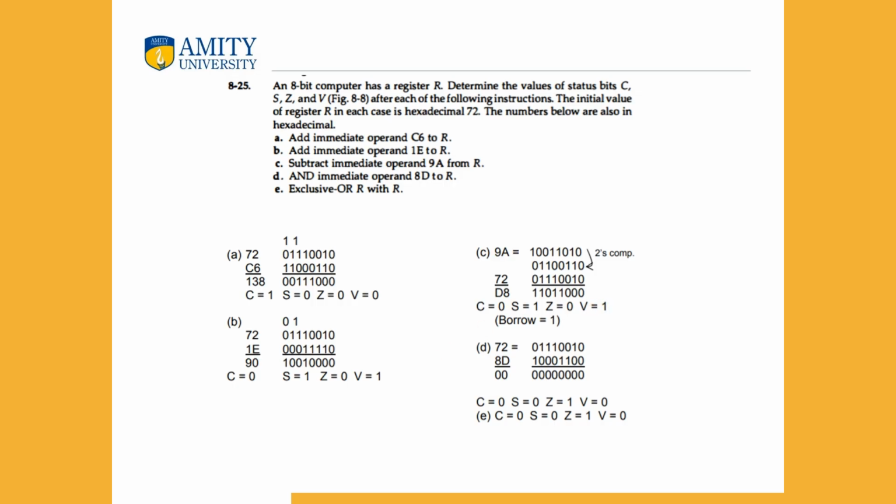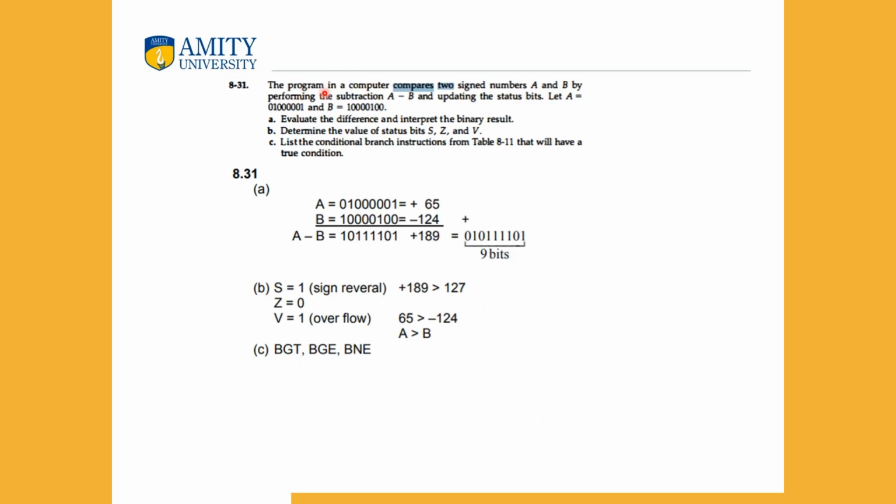The program in a computer compares two signed numbers A and B by performing the subtraction A minus B and updating the status bits. Let A be this number and B is this number. First you will evaluate the difference and interpret the binary result. So we will be subtracting A and B. We will find their 2's complement and then we can subtract accordingly. Once we get the subtraction, we get the 9 bits from the subtraction. And then in B we have to determine the value of the status bits S, Z and V.